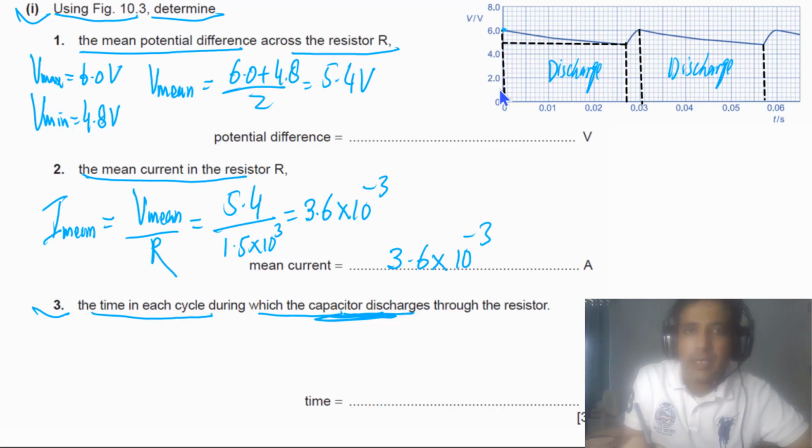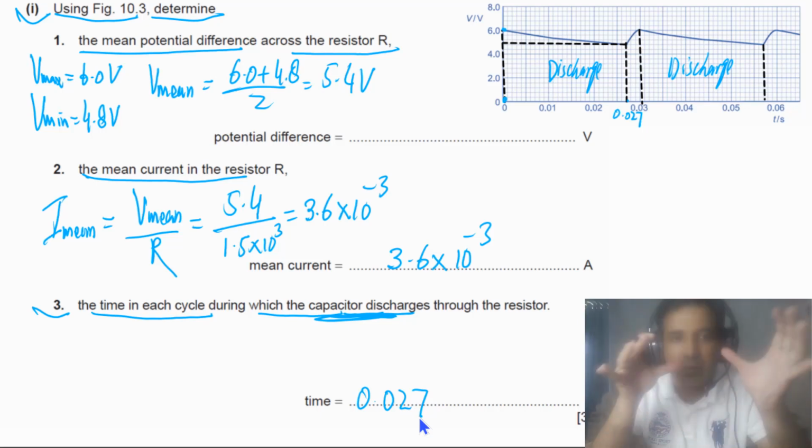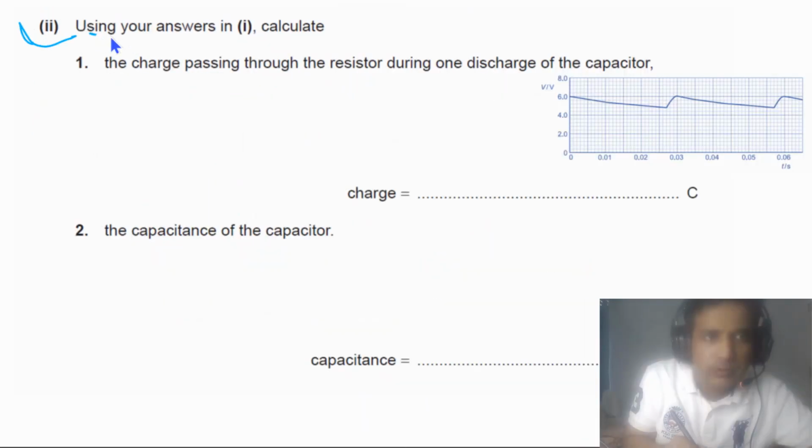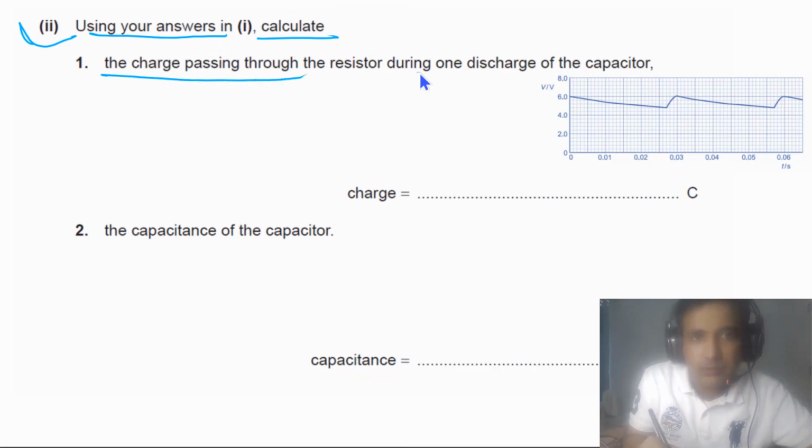And this interval is easy to find because this is 0 and this is 0.027. So simply you need to write down this is 0.027 second. So the capacitor is discharging for 0.027 seconds. Part 2 says using your answers in part 1, calculate the charge passing through the resistor during one discharge of the capacitor.